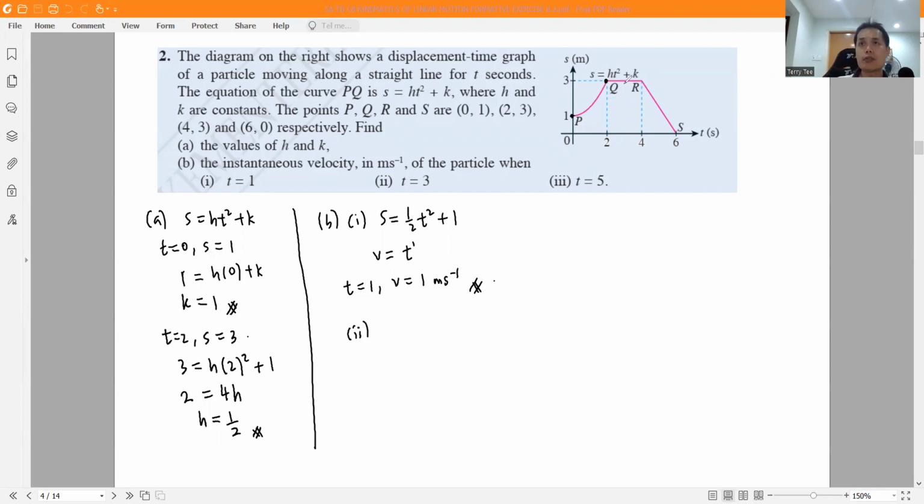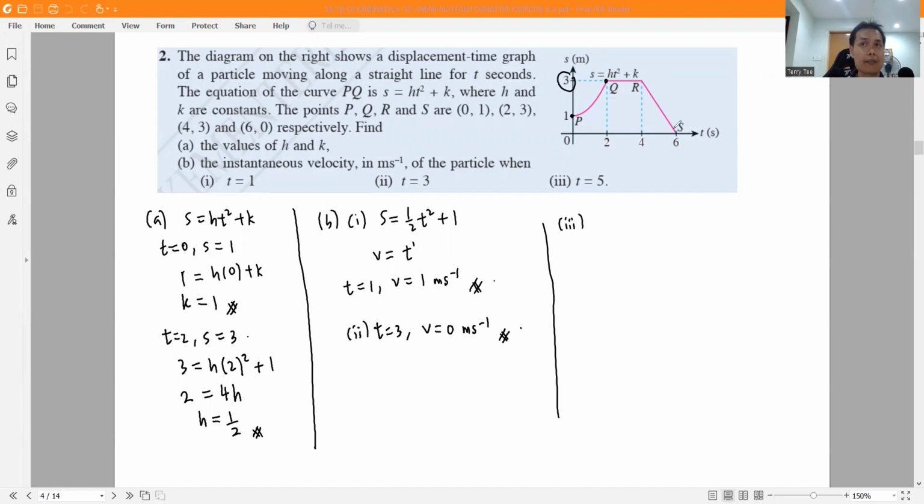For Roman 2, when t is 3, you can see t equals 3 lies between 2 and 4. So this is a horizontal line. So that means the particle stays at displacement of 3. Basically, the particle is not moving, right? So when the particle is not moving, what's your velocity? Your velocity is 0. Okay, and lastly, for t equals 5, now you notice this is a straight line.